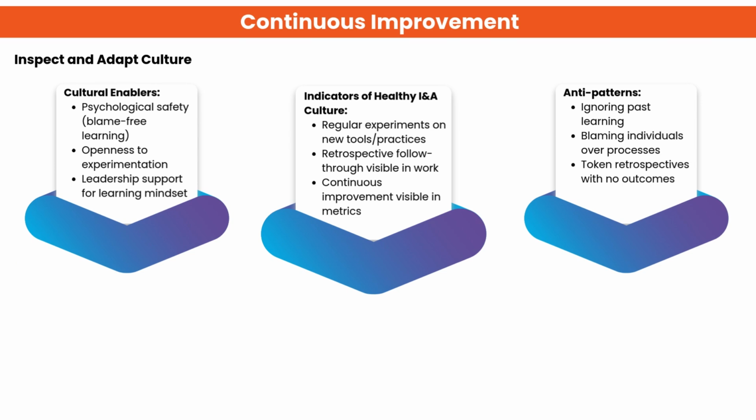Cultural enablers include psychological safety, openness to experimentation, and leadership that supports learning. A healthy inspect and adapt culture is visible through ongoing experiments, measurable improvements, and actions from retrospectives. Watch out for anti-patterns such as blaming individuals, ignoring lessons learned, or holding retrospectives that result in no changes.